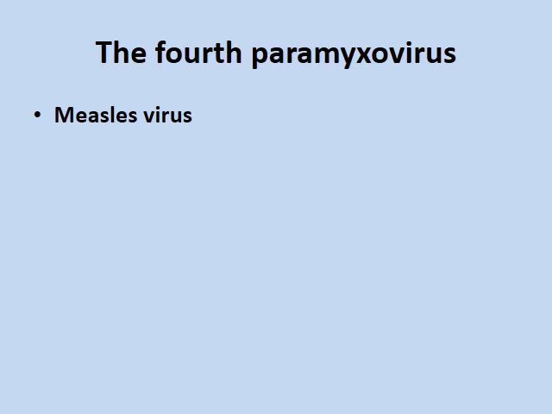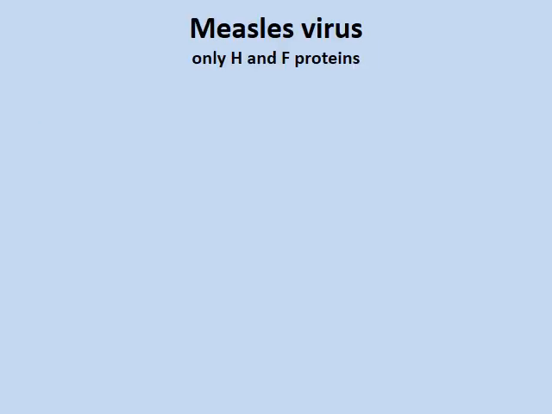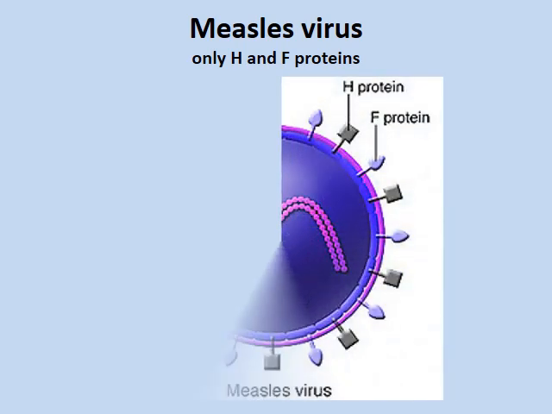Today's lecture will deal with the fourth paramyxovirus and rubella virus and other congenital viral infections. In the last lecture we talked about three members of paramyxoviruses: first, parainfluenza, respiratory syncytial virus, and mumps virus. Now we'll talk about measles virus, one of the very important groups of viruses in pediatrics.